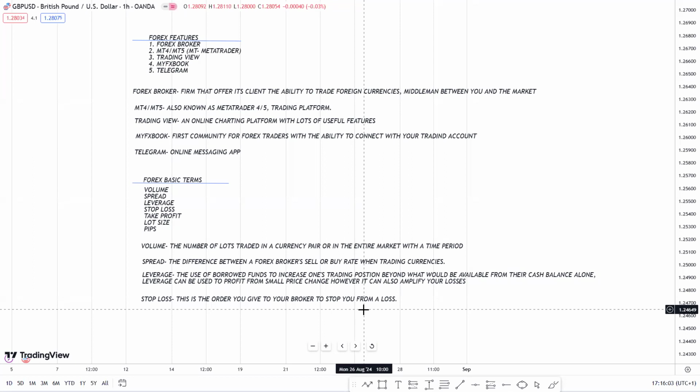So as the name implies, stop loss is the order you give to your broker to stop you from a loss. Stop loss is used to stop you out of a trade. It can be used to help you determine how much you want to risk in a trade, which then comes to lot size. Lot size is very important too. And stop loss is a very good management order that helps you from acquiring too much loss in the market.